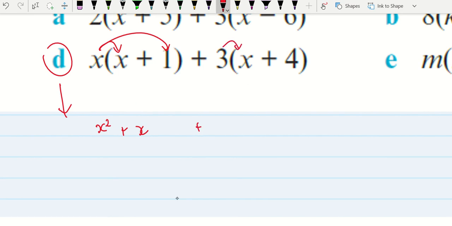Now 3 times x is 3x and 3 times 4 is 12. Now I can see 2 like terms. I can see 1x and 3x. So let's simplify that. Now this is expanded. Now this line, when I collect like terms to simplify, x plus 3x equals 4x plus 14.